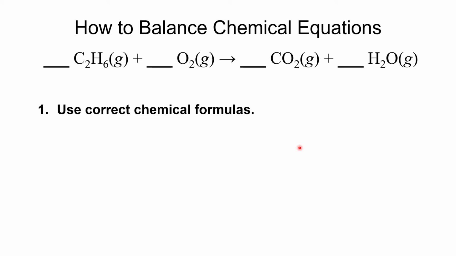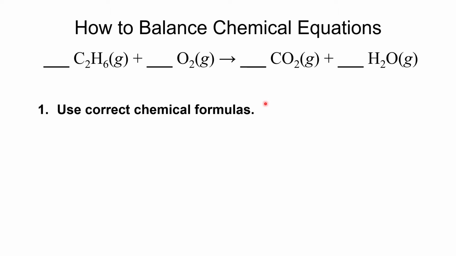Here I've got another combustion reaction. This is the reaction between ethane, which is related to methane. It's a similar compound. It just has an extra carbon in it. It burns in oxygen, also producing carbon dioxide and water. So when we look at that, that is our correct chemical formulas.